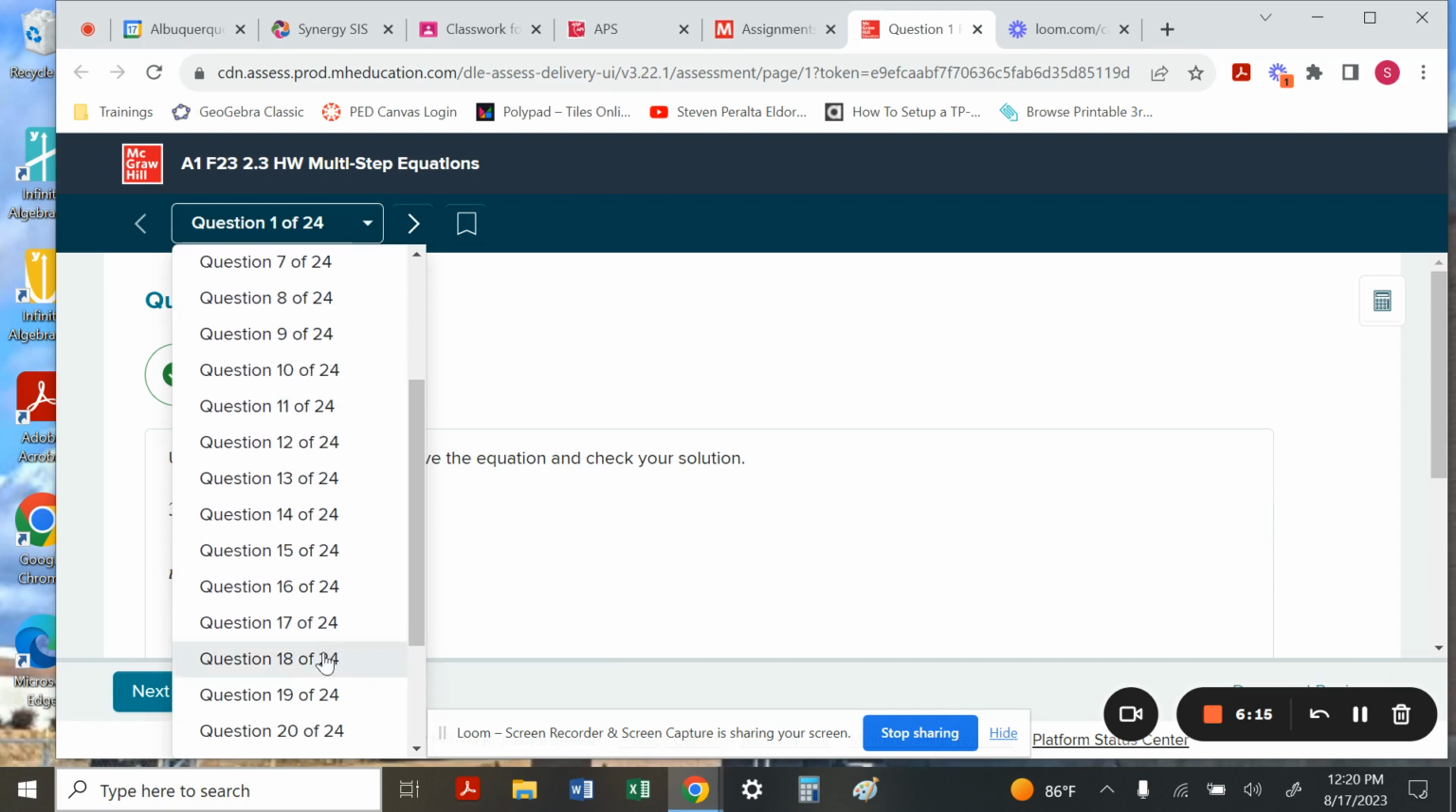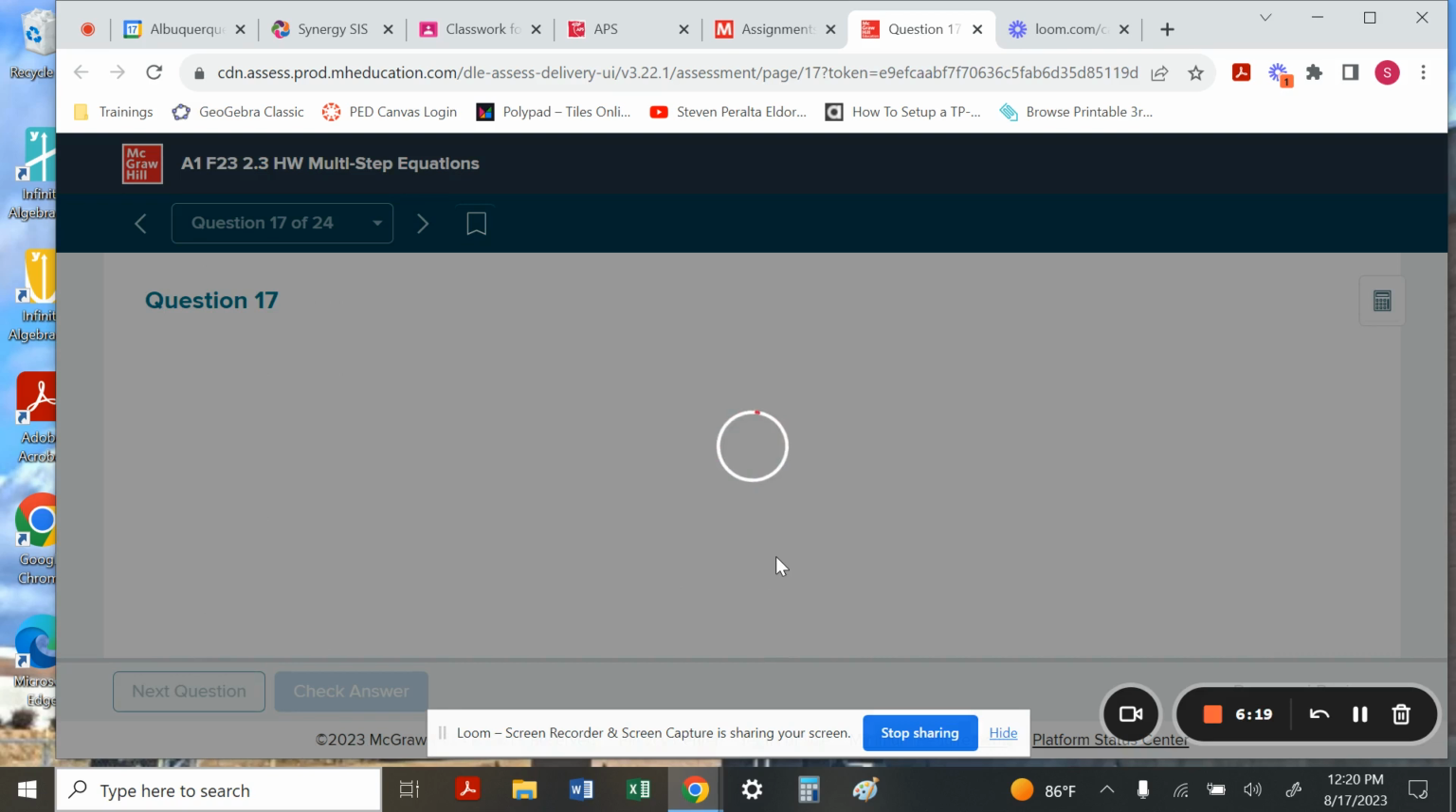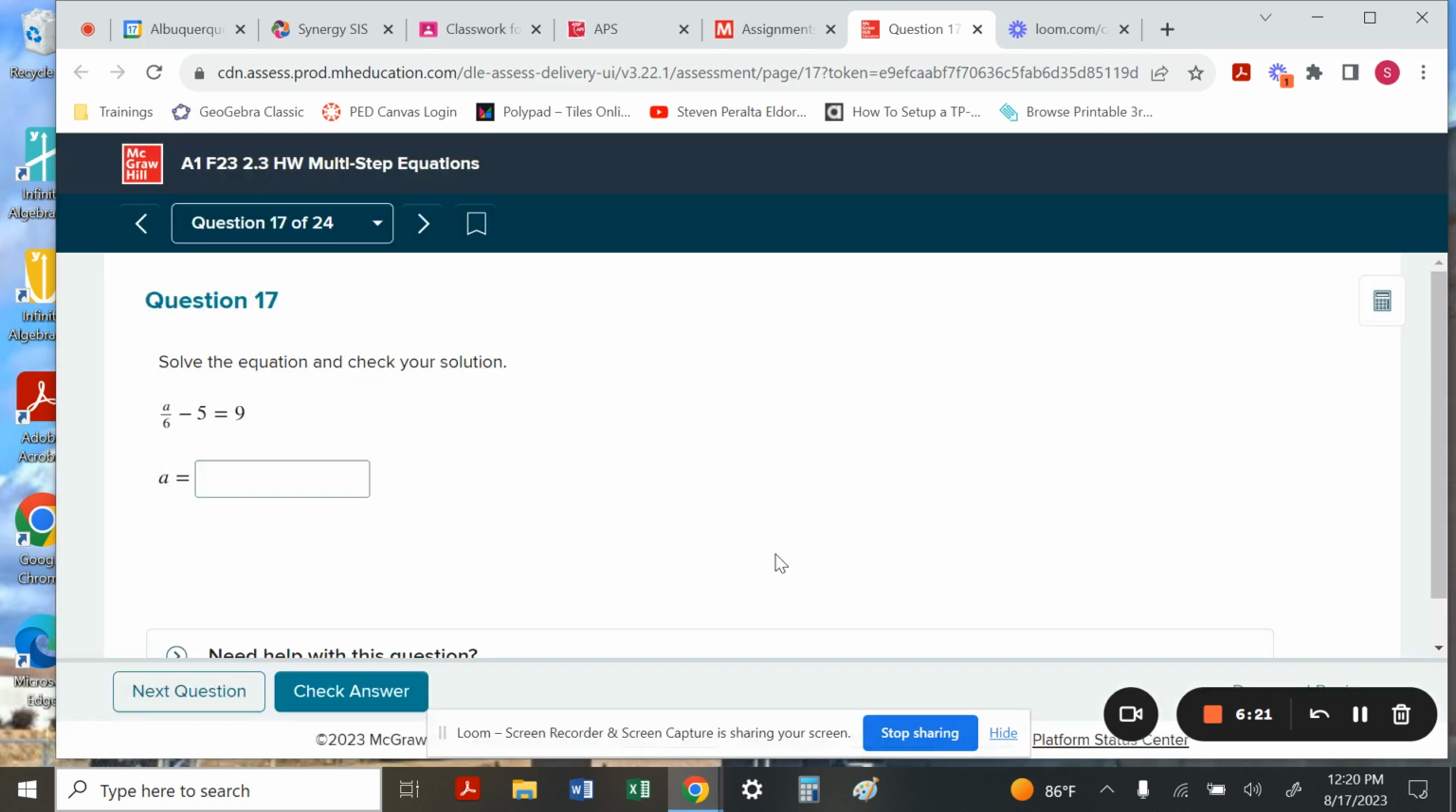I don't even know which one I'm going to. I'm just going to pick one at random. So we'll go to question number 17. And in question number 17, notice we have a couple other things to do. So we're going to add 5 to both sides. So that means I get a over 6 equals 14. And then I have to multiply both sides by 6. So 6 times 14 is 84, I believe.